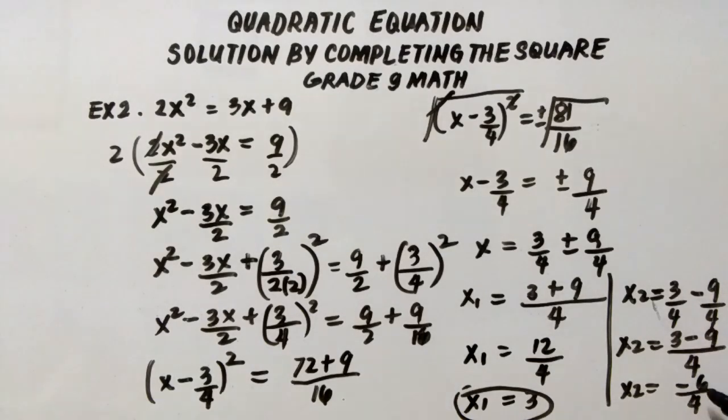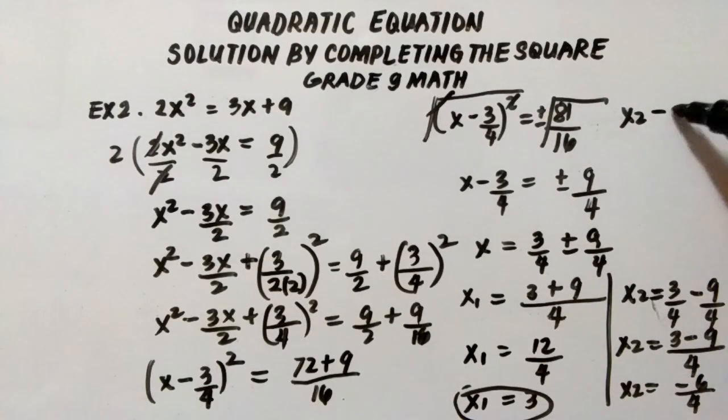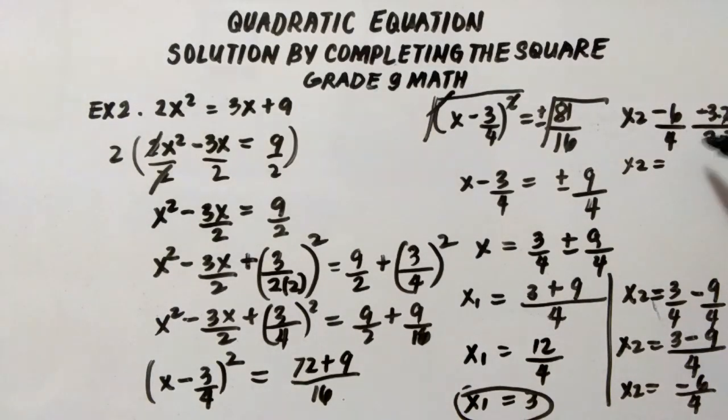Then, pwede po nating i-reduce ito into lowest term. Okay, so dito na lang po natin isolve sa taas. Okay, so x of 2, we have negative 6 over 4. Then, ang factors po nito is negative 6, so we have negative 3 times 2 over, this is 2 times 2. Then, canceled. So, x of 2 is equals to negative 3 over 2. Okay, so ito po ang ating sagot, x of 2.